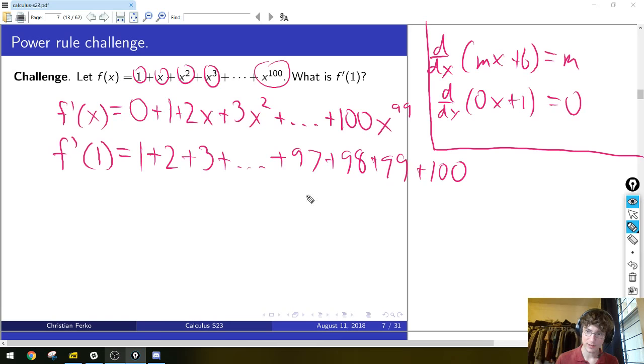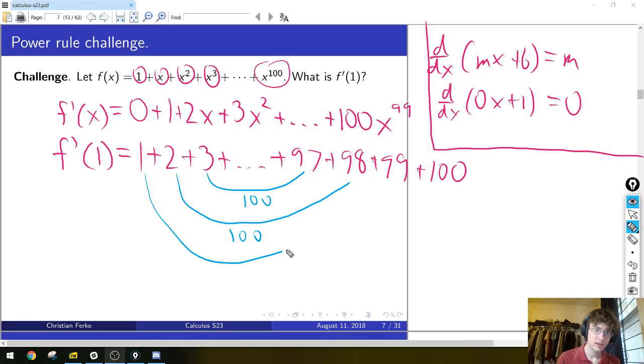So I pair up 3 with 97. That gives me one copy of 100. I pair up 2 with 98. That gives me a second copy of 100. I pair up 1 with 99. That gives me a third copy of 100. So be careful, because there's one number in here that doesn't get paired. So how many pairs do I have constructed in this way?